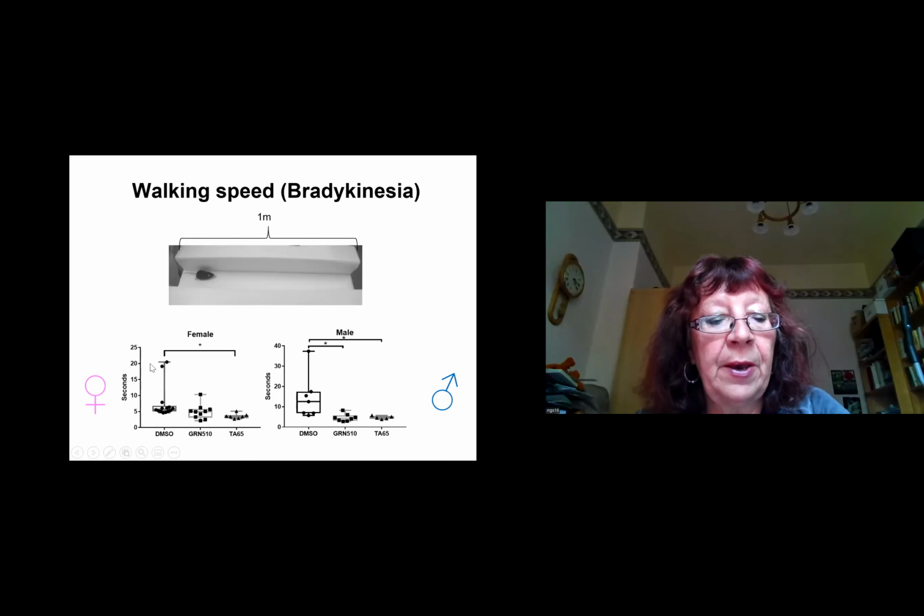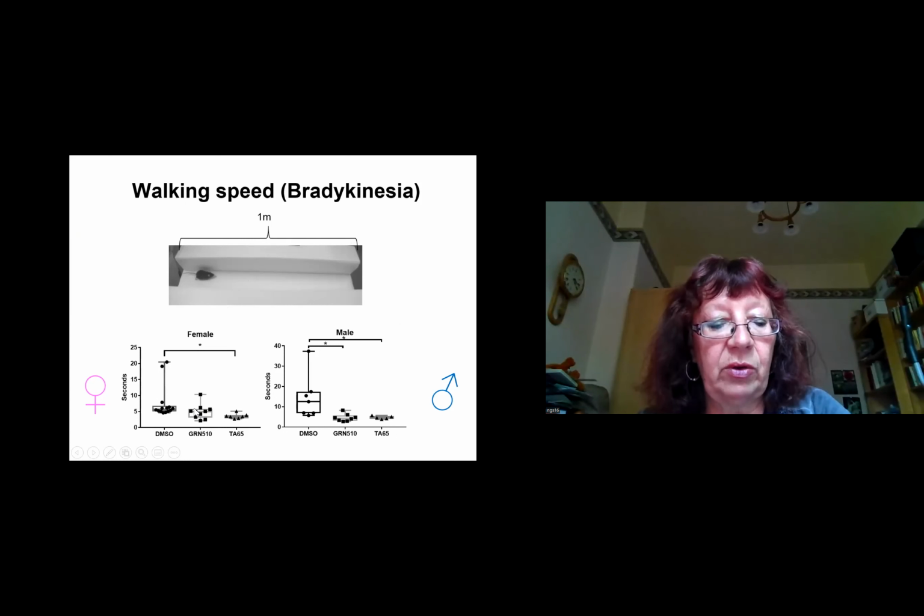In the female, again, the TA65 was more significant. However, in the male, we now got a decrease. So the mice run faster with a synthetic activator. And actually, there was also a good trend for the synthetic activators in females as well.